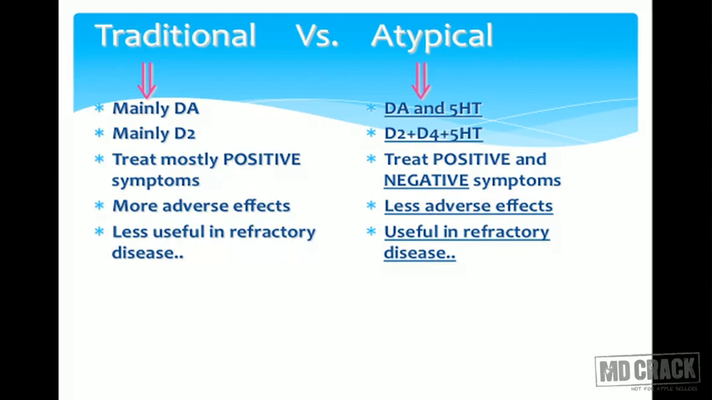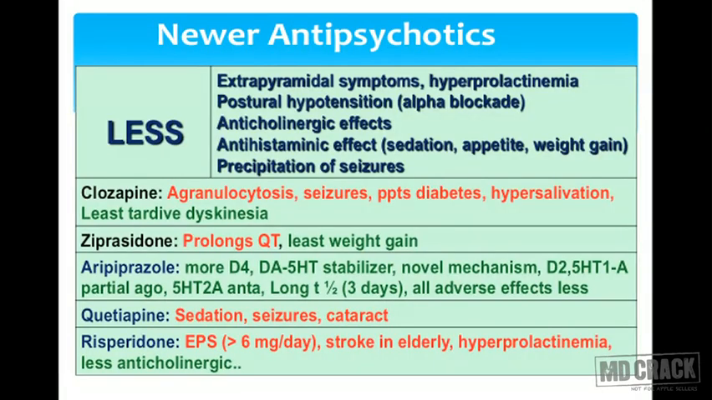Traditional antipsychotics treat mostly the positive symptoms, whereas the atypical ones treat positive as well as negative symptoms. That's very important. Traditional antipsychotic agents obviously have more adverse effects, and the atypical agents have less adverse effects. And the traditional ones are less useful if there is a refractory or resistant case of disease, whereas the atypical ones are also useful in the refractory cases.